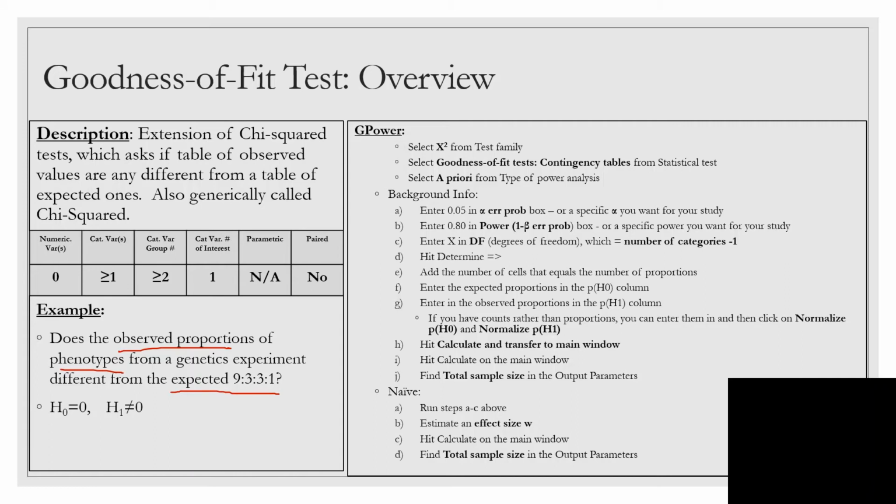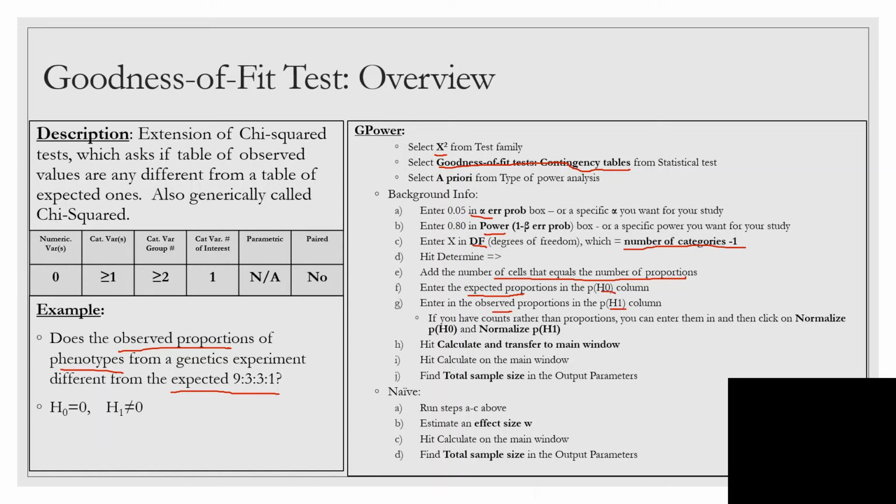To do this in G-Power, we need the X-squared or chi-squared test family, and then goodness of fit, and then contingency tables. We'll enter, as usual, alpha and power, and then degrees of freedom, which is going to be your number of categories minus 1. If you have background information, you can enter the number of cells that equals the number of proportions. So the expected go in the null hypothesis column, while the observed goes into the alternative, or H1.